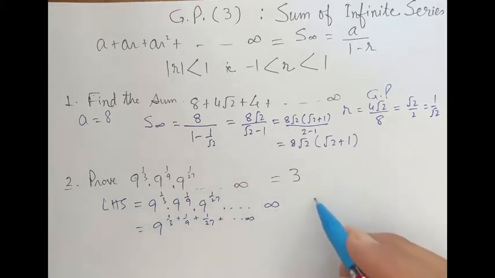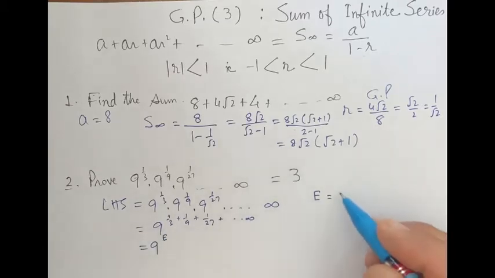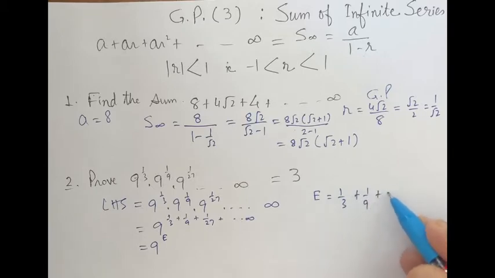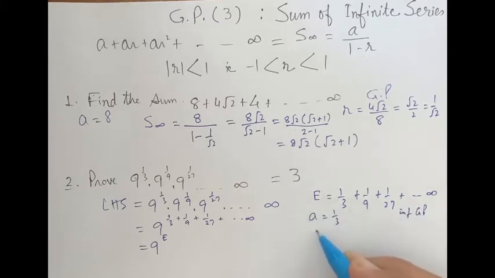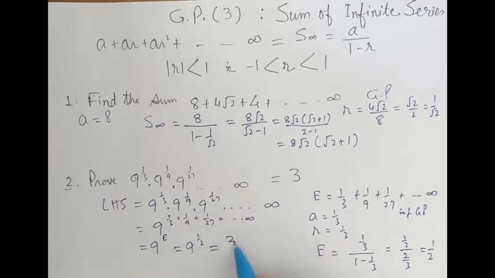Now this exponent, let us write e. So this is 9 raised to e. Exponent is 1 by 3 plus 1 by 9 plus 1 by 27 up to infinity. This is an infinite GP with first term 1 by 3 and common ratio also 1 by 3. So e is sum of infinite number of terms of this. So that's a upon 1 minus common ratio, 1 by 3 upon 2 by 3, this is 1 by 2. So 9 raised to e means it's 9 raised to 1 by 2, which is 3, and this is same as the right hand side.